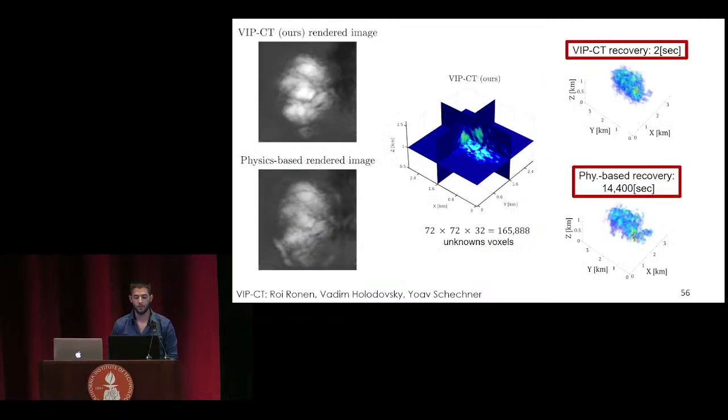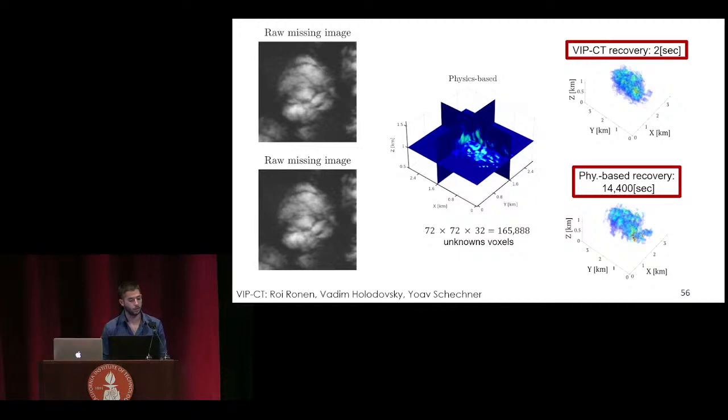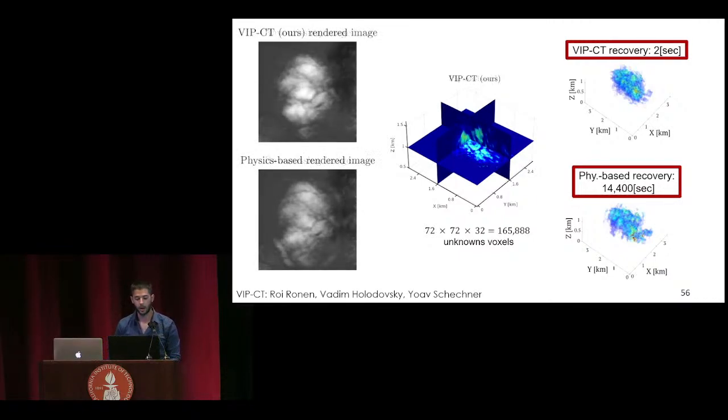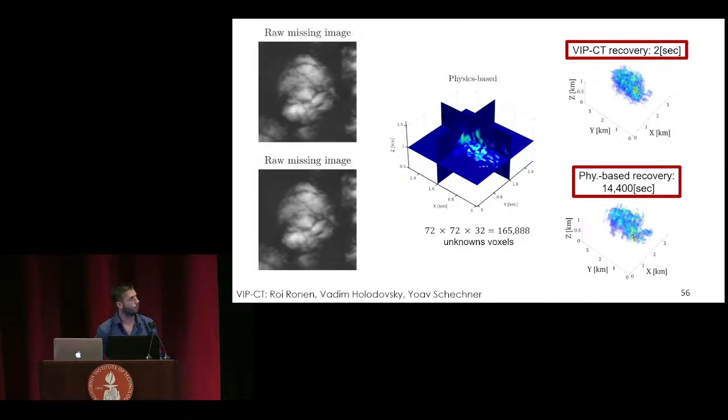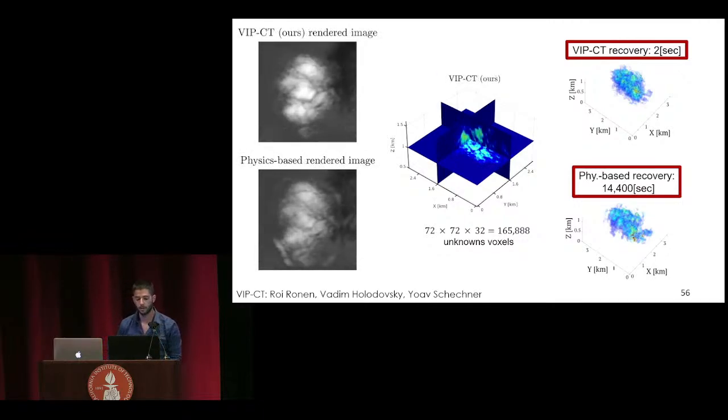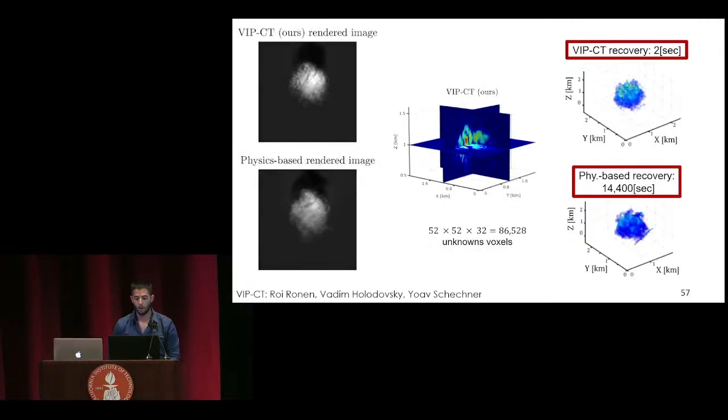We compare VIPCT to a physics-based solver. The results, as you can see, are comparable. However, VIPCT runs in about 2 seconds. That's 5 orders of magnitude faster than prior art. Here we show another real-world cloud example.